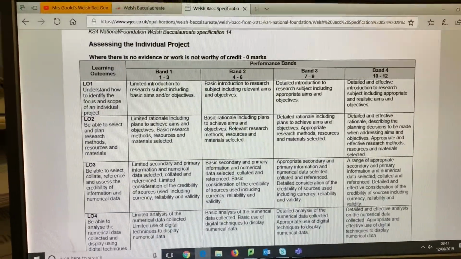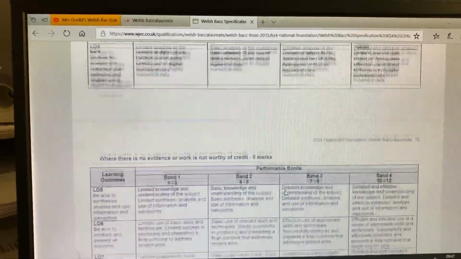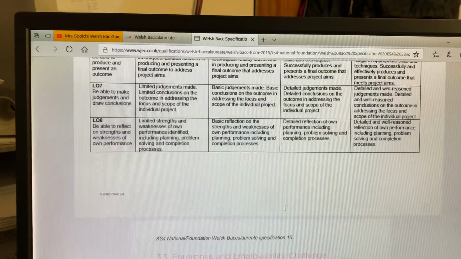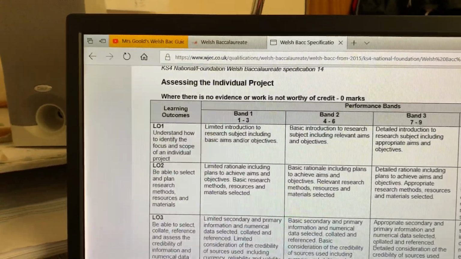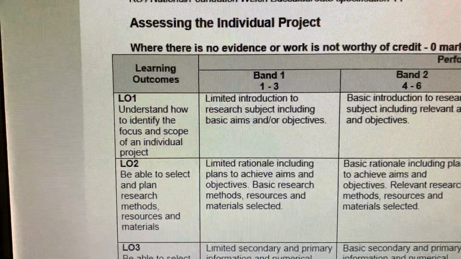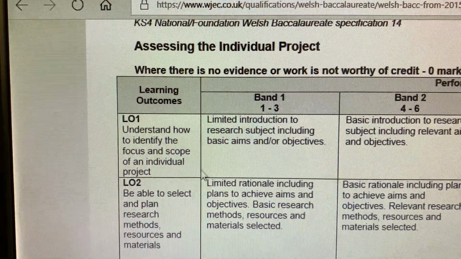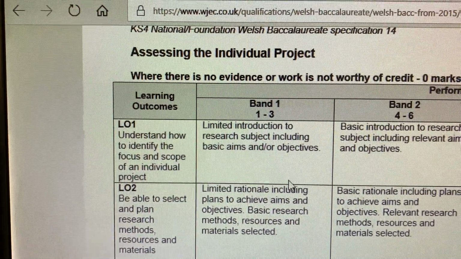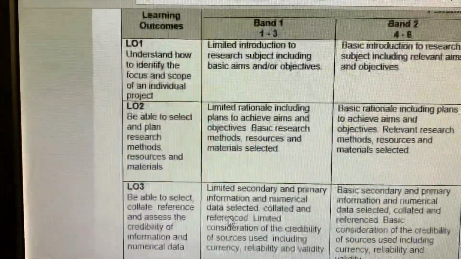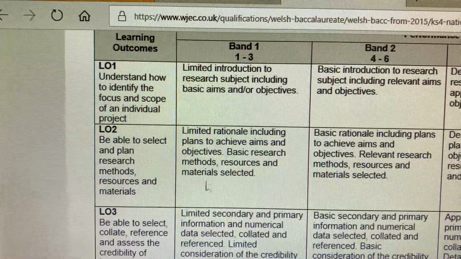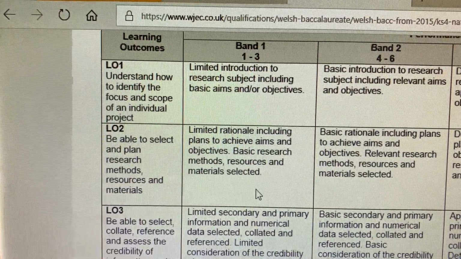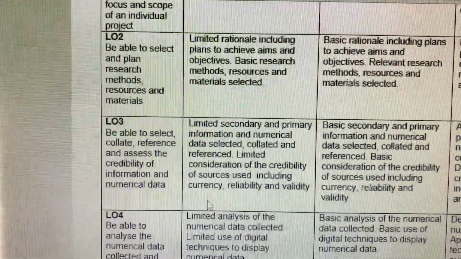As you can see, for the individual project, you've got 8 learning objectives. Now, each of these objectives relate to elements of the individual project. So LO1 is looking at your aims and objectives and your introduction. LO2 is looking at your rationale and how you've considered the methods you're going to use to collect your research.